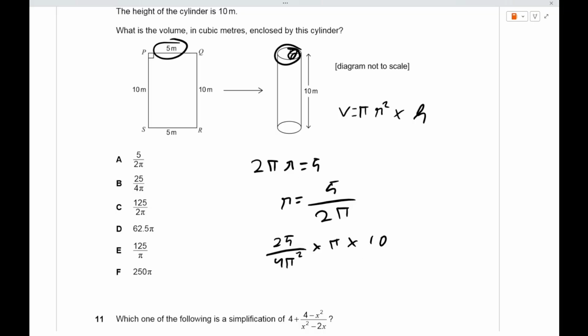Okay, so then you can get rid of this pi, and this becomes 2, and then that becomes 5, and then you just multiply. So 25 times 5, 125. So it's C. Simple.